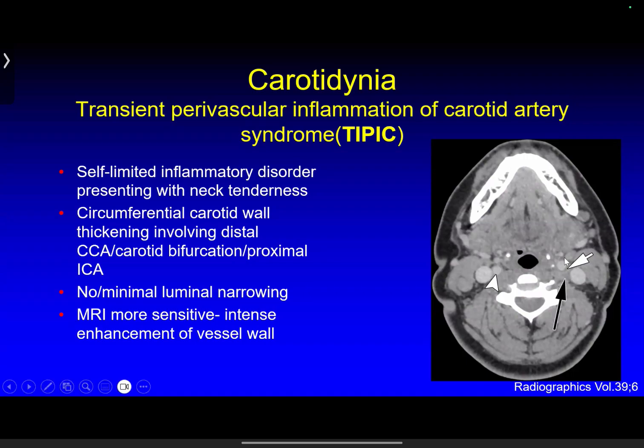So here in this patient, you can see this perivascular infiltration around the carotid artery. Note the nice crisp fat planes along the right side. And there is a little bit of vessel wall enhancement that you can pick up, which would be much better appreciated on an MRI. This is a diagnosis of exclusion. If you have said this could be carotidynia, it should be followed up after resolution. After 2 weeks, the patient should be re-imaged to make sure that there is not an alternate process going on.